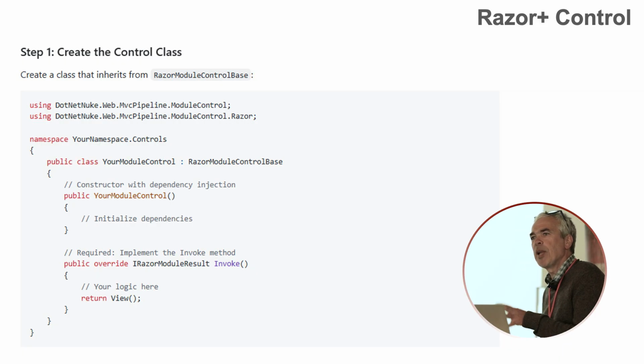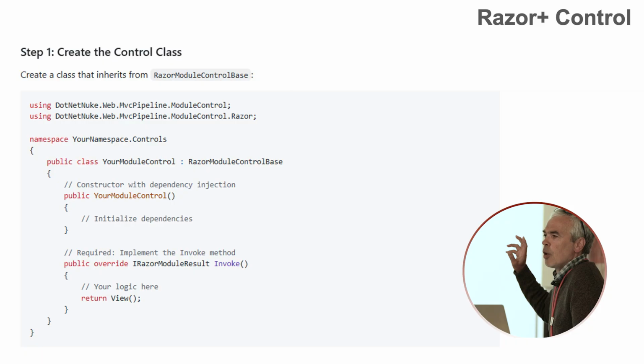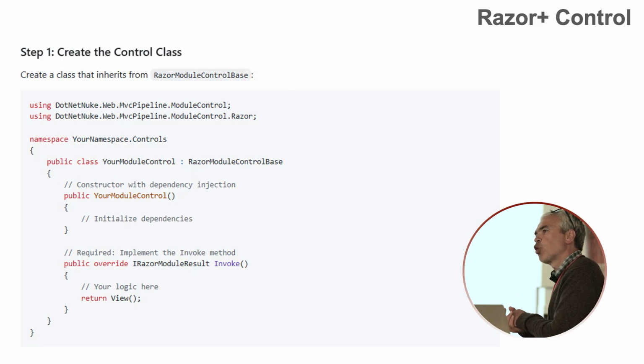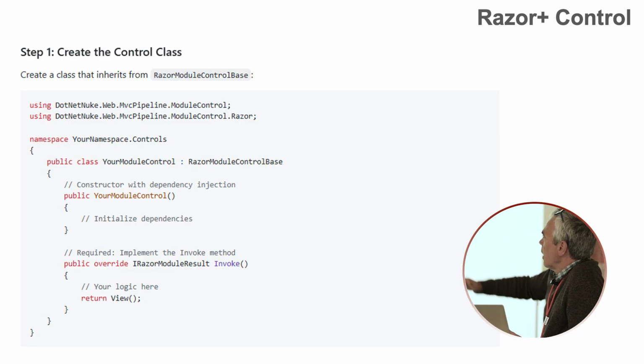more in detail about how to implement a module control. In reality, we support the three module patterns of DNN: the MVC module pattern, not the web forms module pattern, which is replaced with a new pattern we for the moment call Razor Plus, and we also support the SPA module pattern. But in reality, Razor Plus is the recommended way to make module controls in the MVC pipeline.